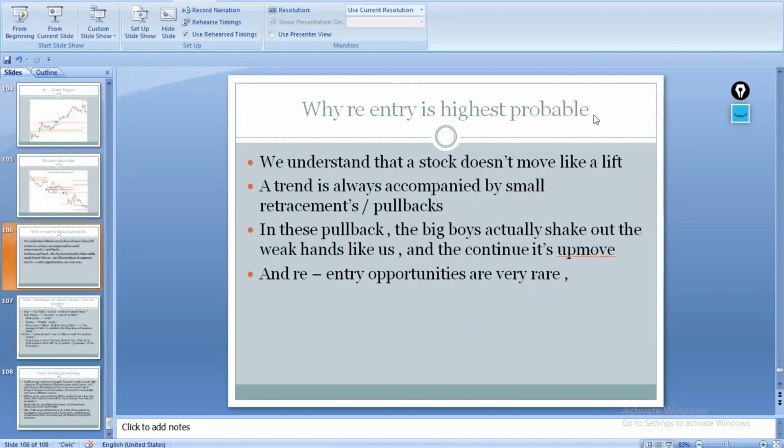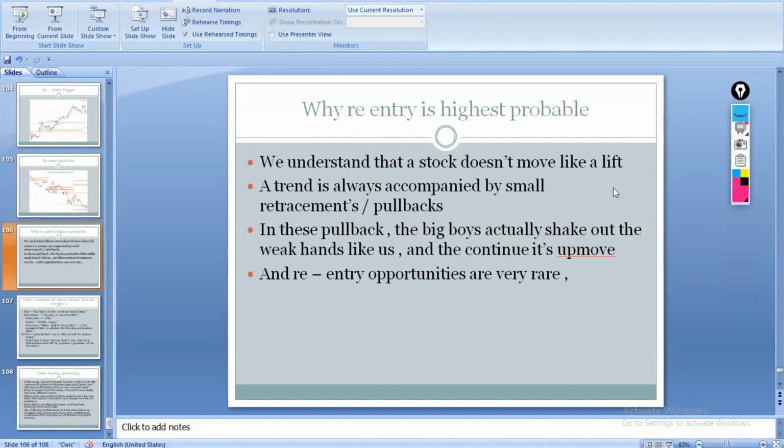Now, why is re-entry highest probable? We understand that a stock does not move like a lift. A trend is always accompanied by small retracements and pullbacks. In these pullbacks, the big boys actually shake out the weak hands like us, retail traders, and then the move is going to continue. And re-entry opportunities are very rare, right? In a month, you will see like 3 to 4 opportunities.